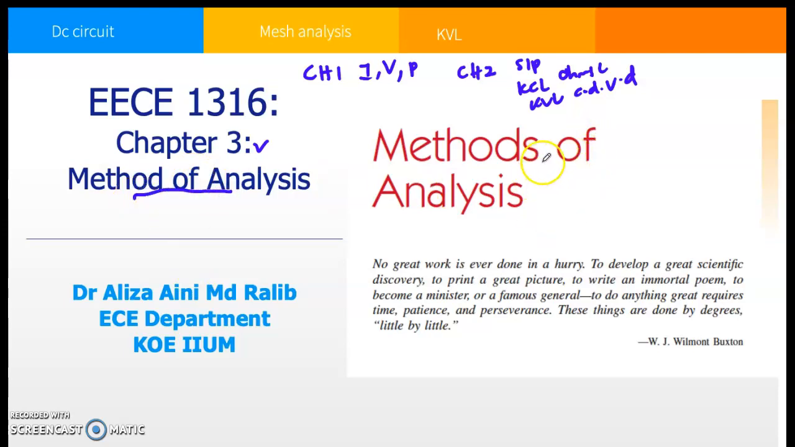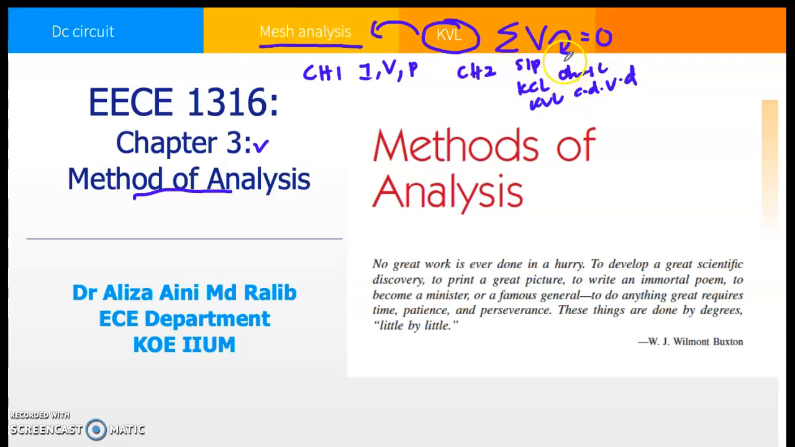In order for you to understand this chapter, you need to really understand what KVL is all about. KVL is the summation of the voltages across the loop or junction. If it is a voltage across the loop, it is equal to 0. This KVL will lead to the first topic in chapter 3, what we call mesh analysis.